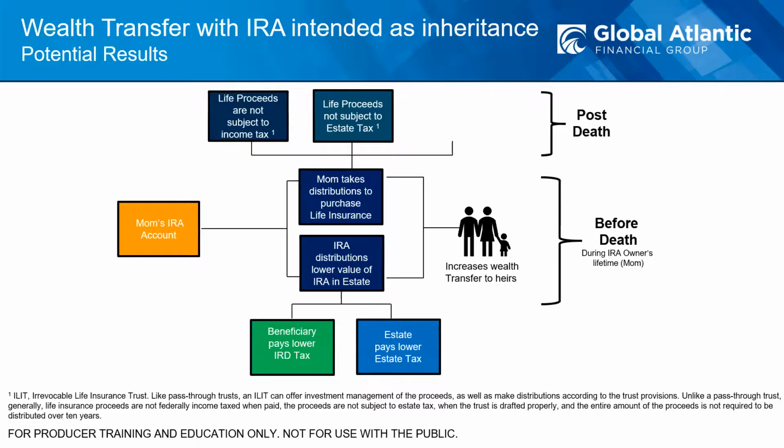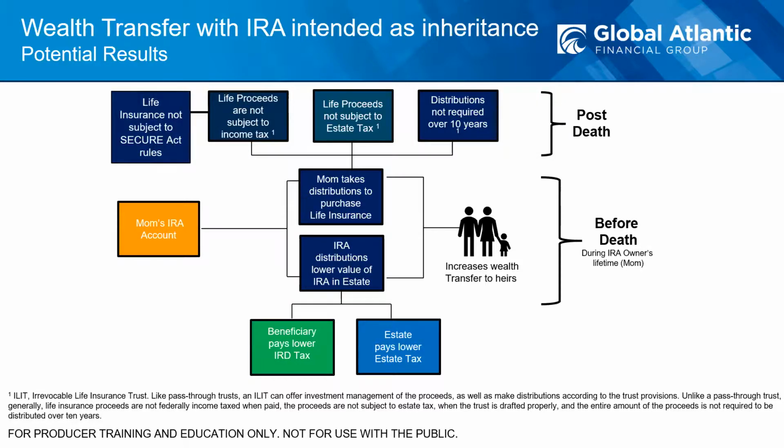The life insurance proceeds are also not subject to estate tax because, again, the trust is outside of the taxable estate, provided that the trust was established properly, and that the distributions from the trust are based on the trustee making those distributions to benefit Johnny or whoever the beneficiaries are. It's not based on the Secure Act, where the IRA has to be distributed over 10 years. So the life insurance is not subject to the Secure Act rules. The key thing to remember, however, is that any IRA balance remaining after mom took distributions during her lifetime to purchase the life insurance will go to Johnny. That IRA balance will definitely still be subject to the Secure Act, but the life insurance will not.